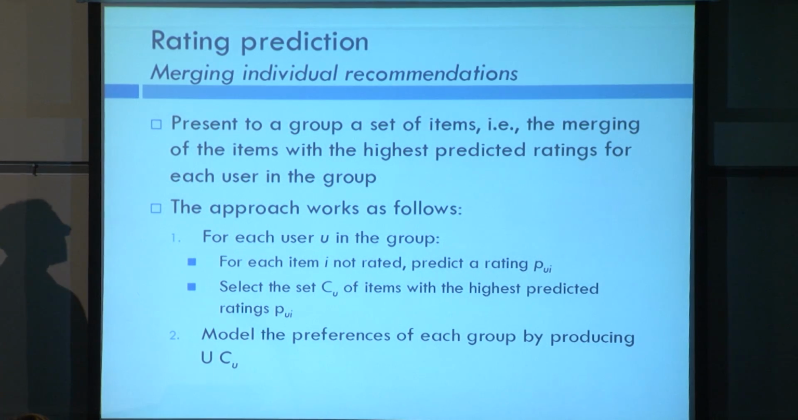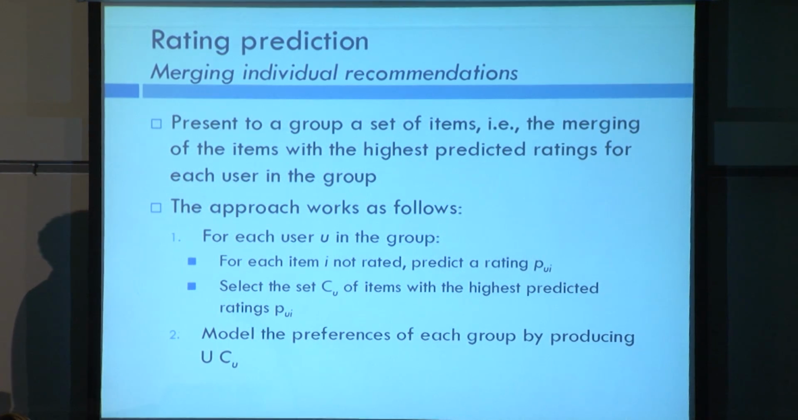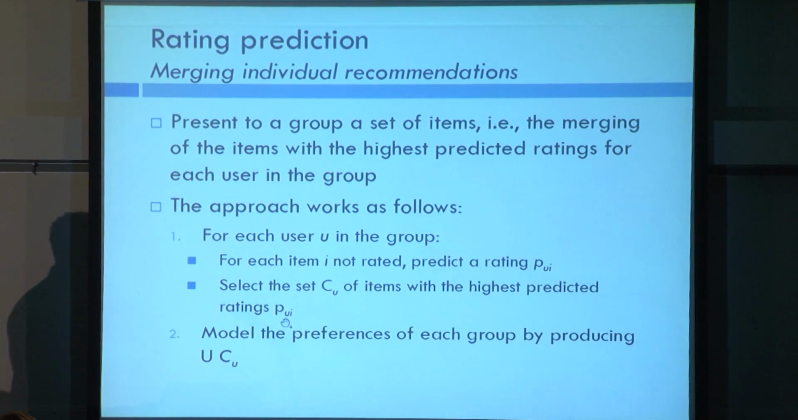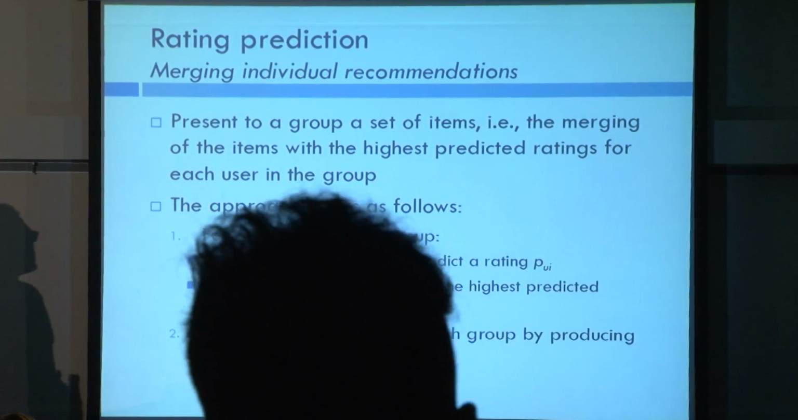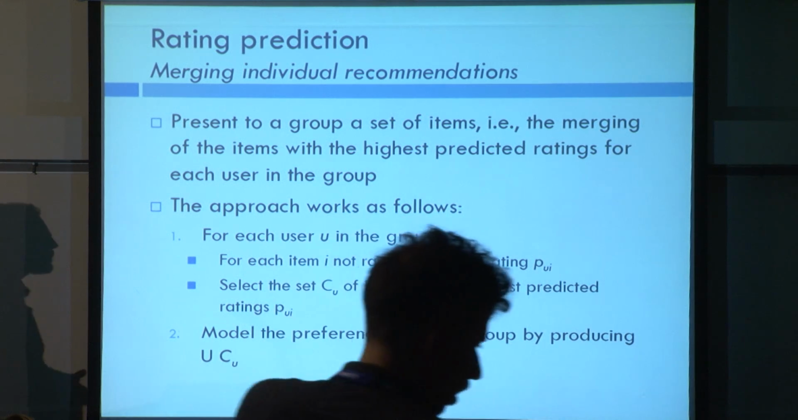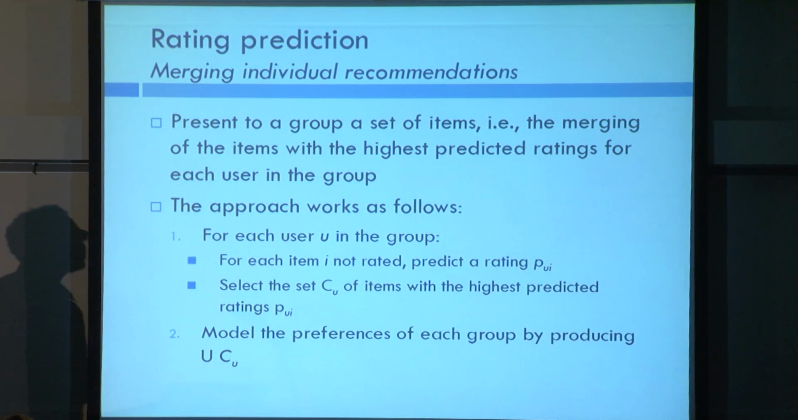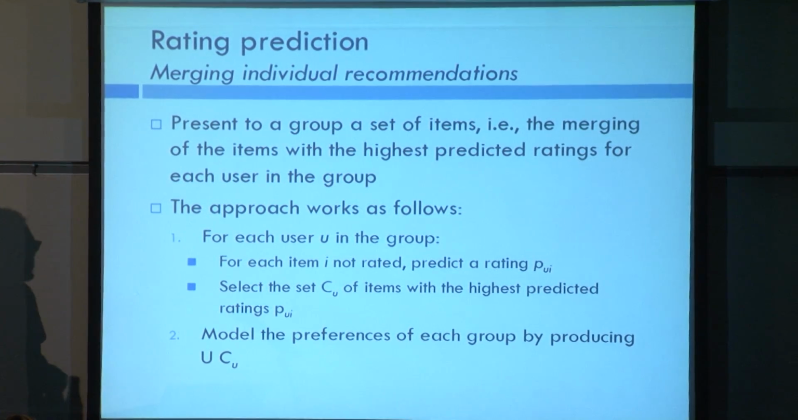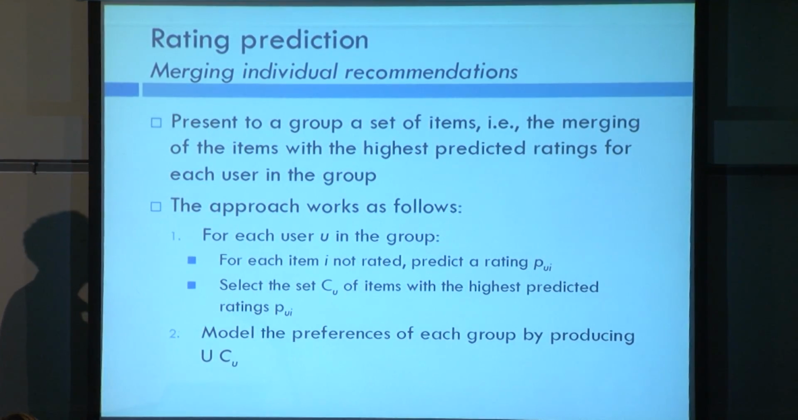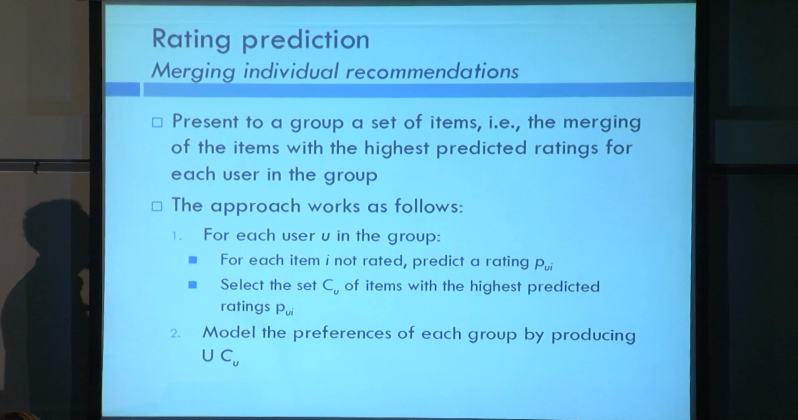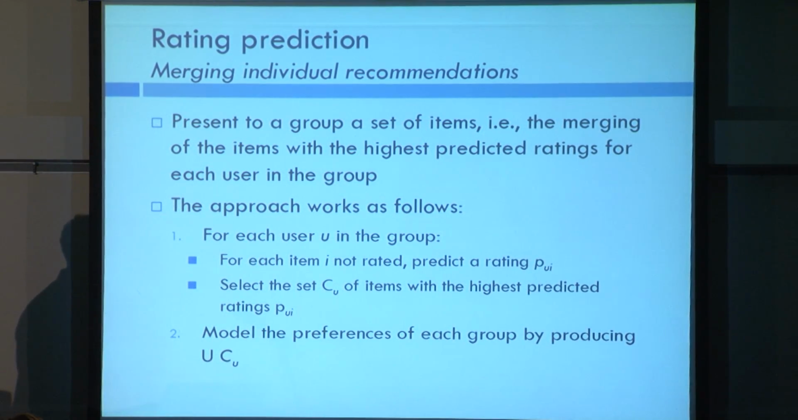Moving to the second family of approaches, the one that merges individual recommendations, it presents to a group a set of items which is the merging of the items with the highest predicted ratings for each user in the group. So what the approach basically does is to consider each user in the group, to build individual predictions, and then the approach selects a set of candidates for each user who have the highest predicted ratings, and it models the preferences of each group by producing the union of the candidates that have been built for each user.